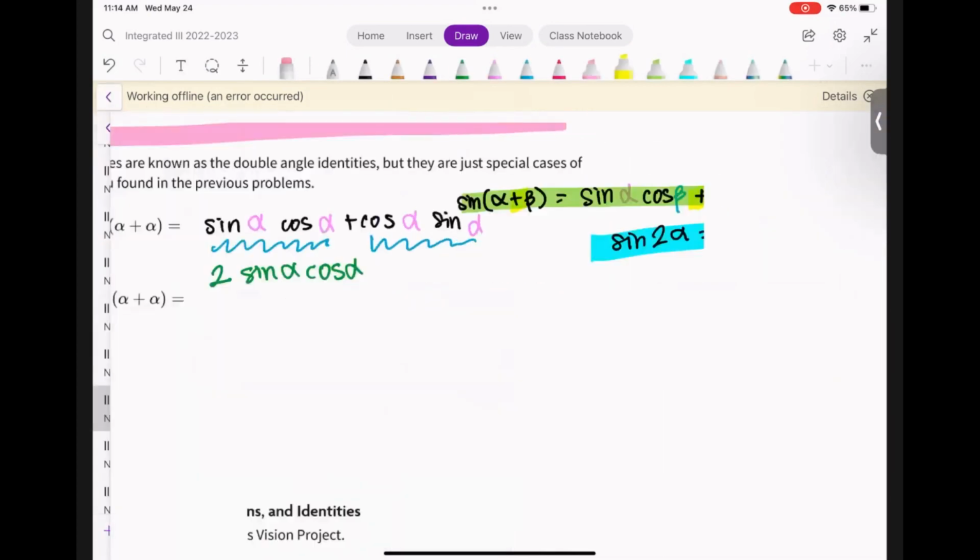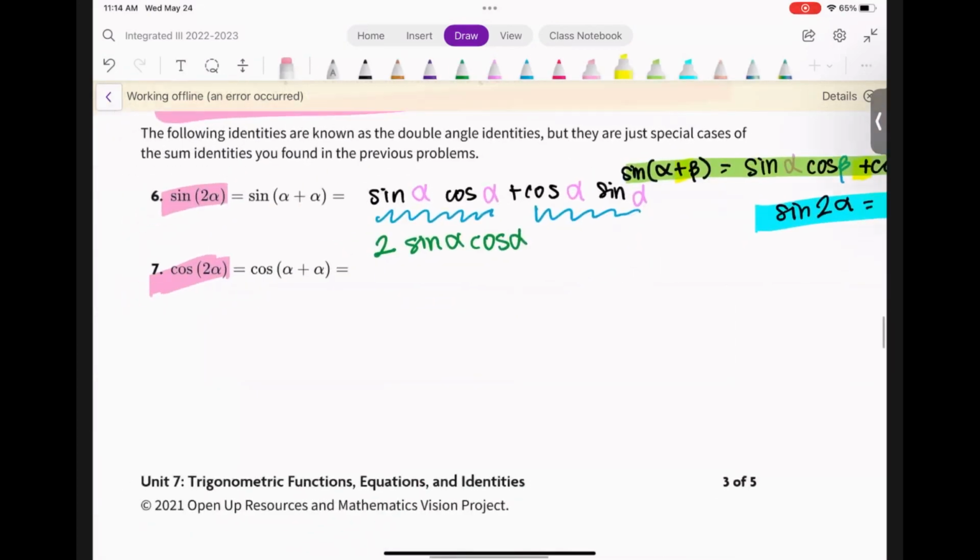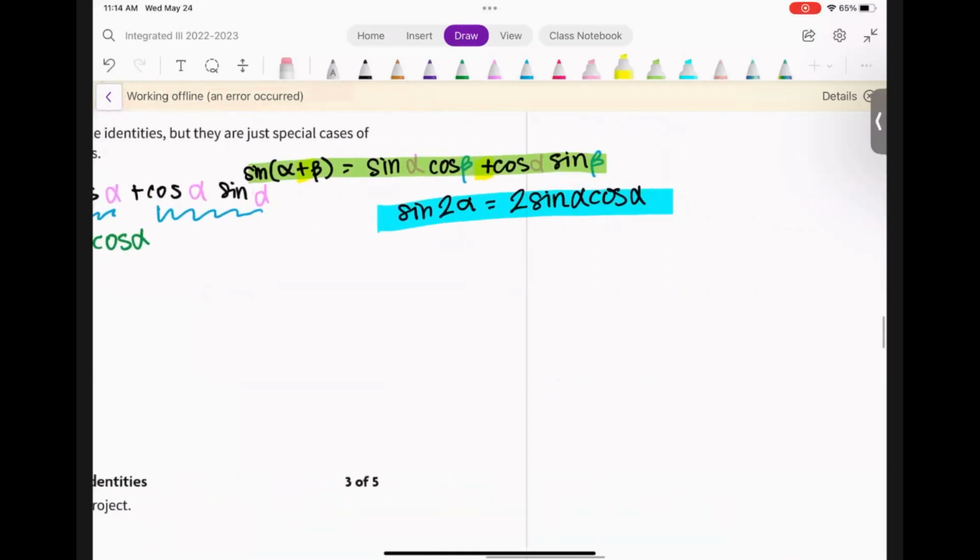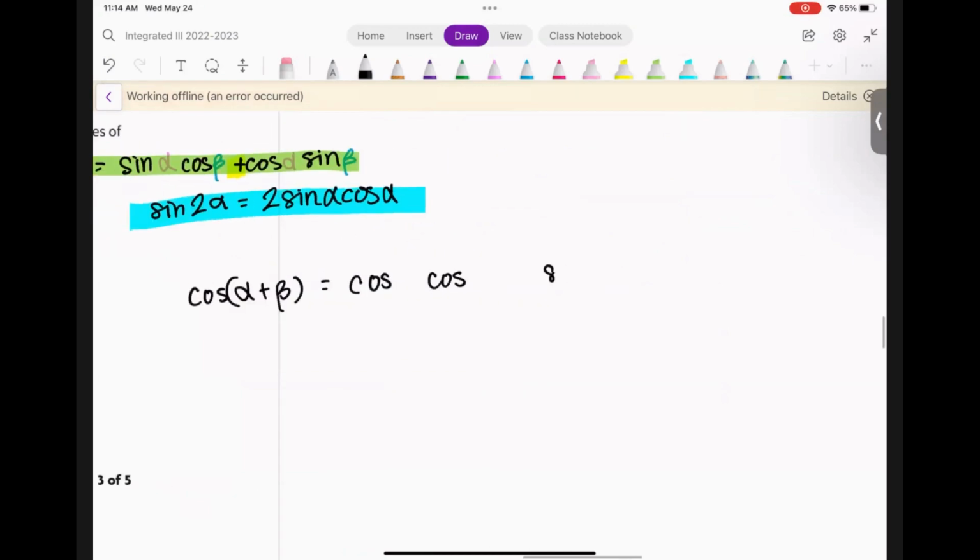Okay, so there's that one. And then cosine of alpha plus alpha. The trig identity of cosine of alpha plus beta is cosine cosine sine sine, where cosine does not match. So if it's plus on the inside, it's minus on the outside. Okay, and then you just go in here and you write alpha and beta.